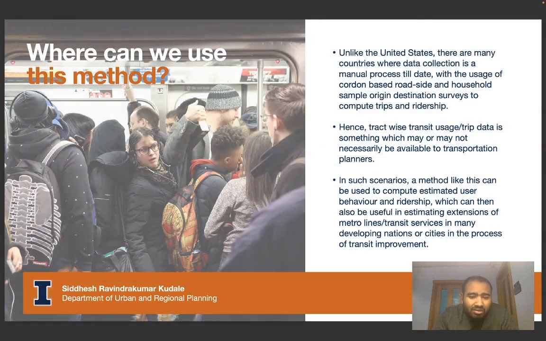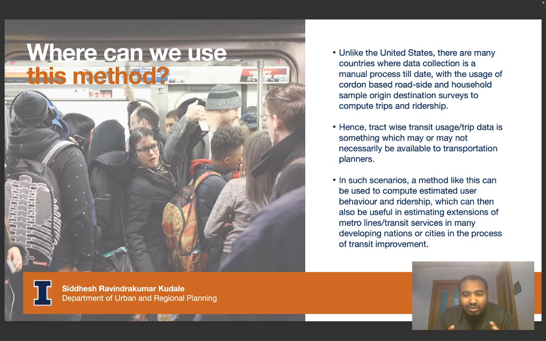But then, why do we need to use this method? Why is this required? Coming from India, I have studied transportation planning in India, and unlike the United States, there are many countries where data collection is still a manual process. We used to use cordon-based roadside and household sample origin-destination surveys, which are a very sample method for understanding the transit behavior, like ridership and user behavior, for a particular area. And so it was still a manual process for data collection.